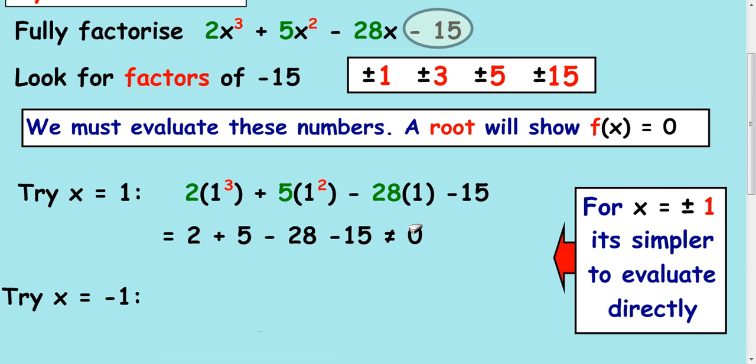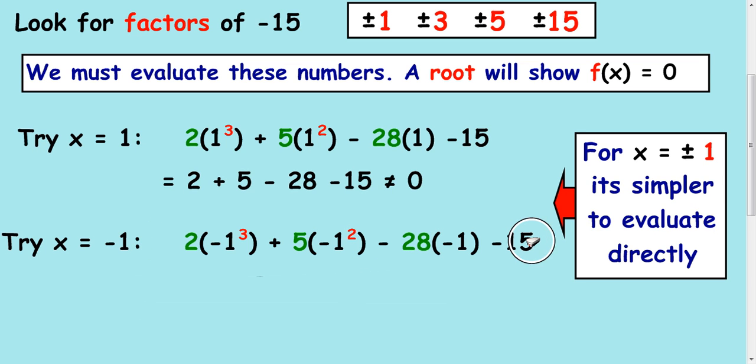Again, it's a good idea to do negative 1 exactly the same way. Negative 1 cubed comes to negative 1 because it's an odd number power. So that will come to negative 2. Negative 1 squared comes to 1, so times that by 5 you get 5. This will come to plus 28 and take away 15, and that doesn't come to 0 either. If it did come to 0, then we'd have to use this in a synthetic division table to work out the quotient, to work out the other bracket it's been multiplied by.